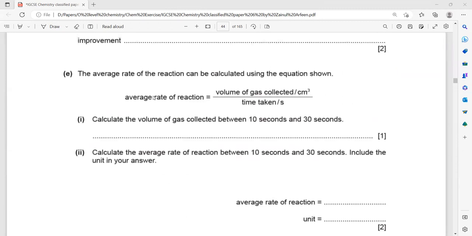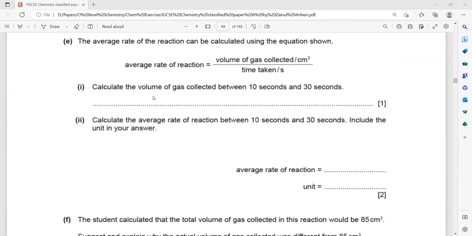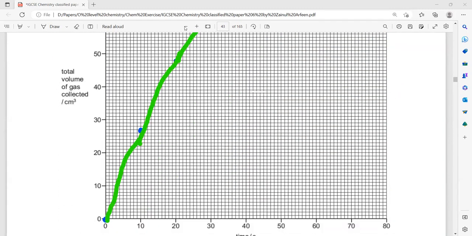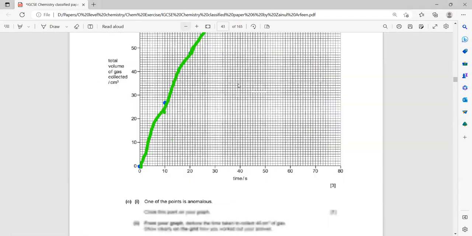The average rate of a reaction can be calculated using the equation. Calculate the volume of gas collected between 10 seconds to 30 seconds. So from 10 seconds to 30 seconds, we want to find how much gas is collected.